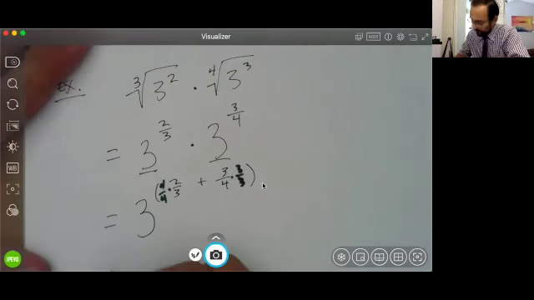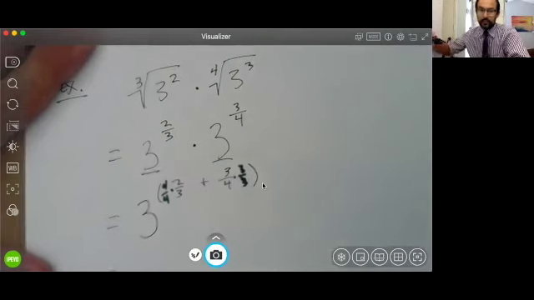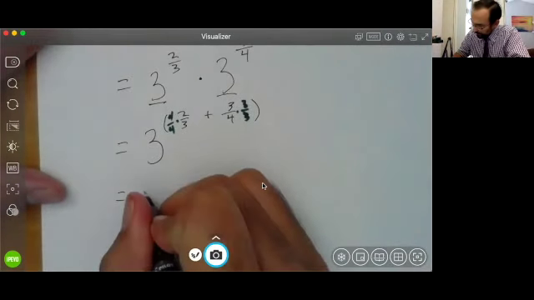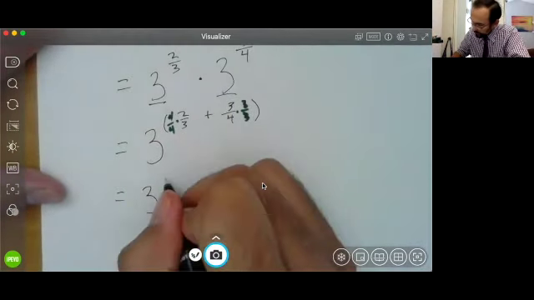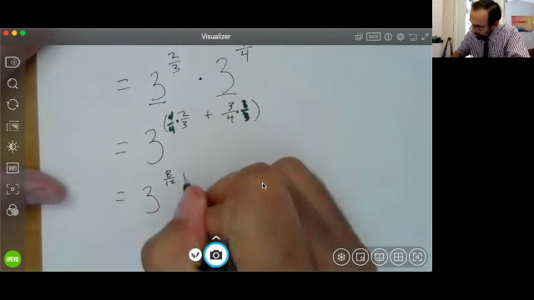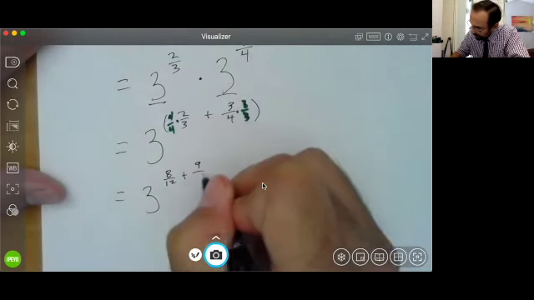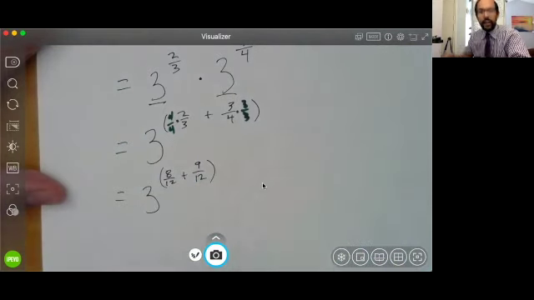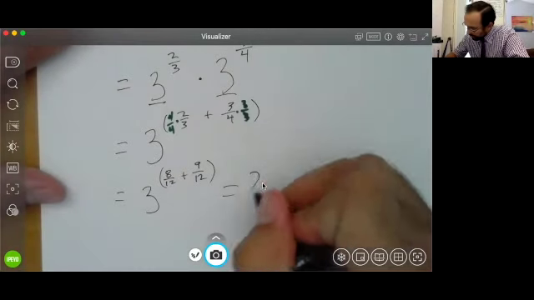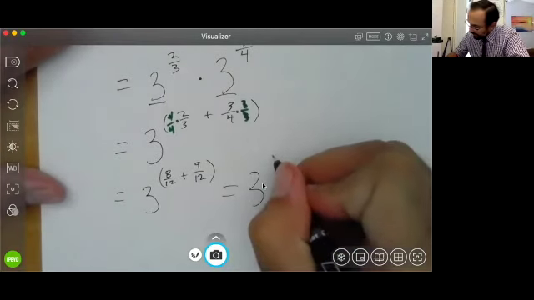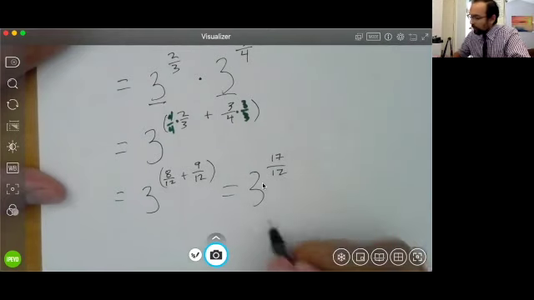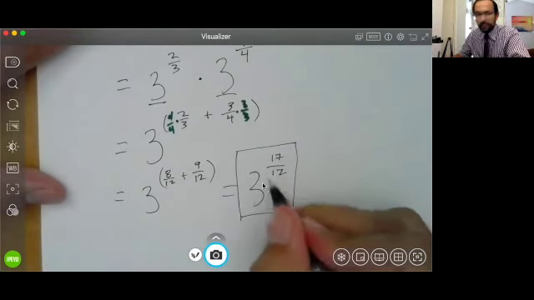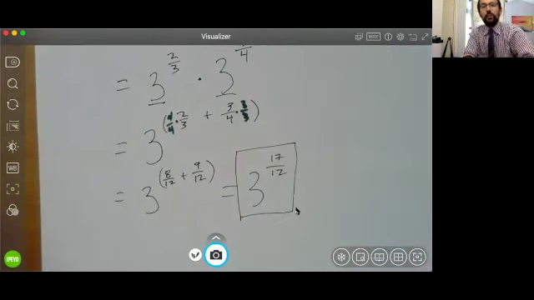So my final answer, I'm going to take two more steps together, get there, is going to be 3 to the power of 4 times 2 is 8 over 12, plus 3 times 3 is 9 over 12. Now I can add those up to get my final simplified answer, which will be 3 to the power of 8 plus 9 is 17 over 12. No need to rewrite that as a proper fraction. That is already improper. So that would be how I solved this problem.